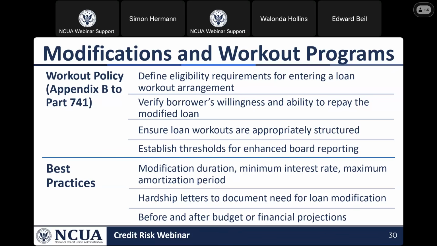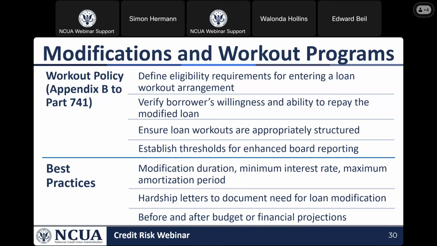A common issue surrounding loss mitigation and modifications is not reporting on these activities to the board of directors. The board clearly needs to remain informed on the success of loss mitigation and workout activities, which is also a requirement under Appendix B to Part 741 of the NCUA's Rules and Regulations.